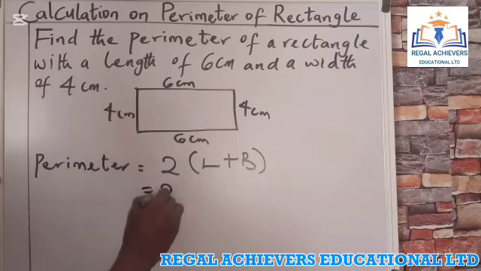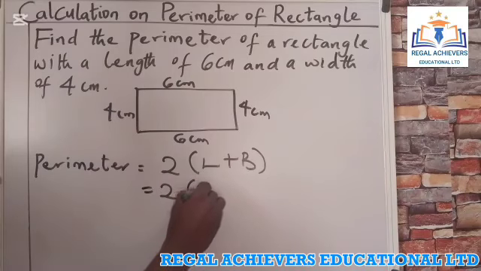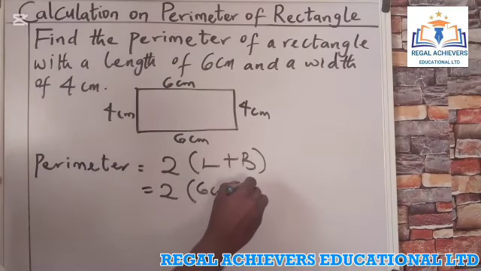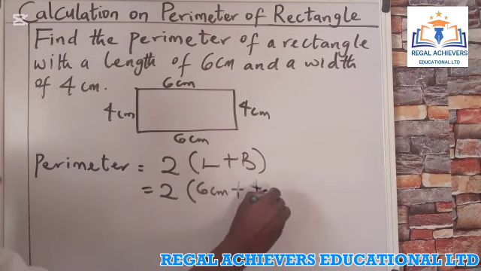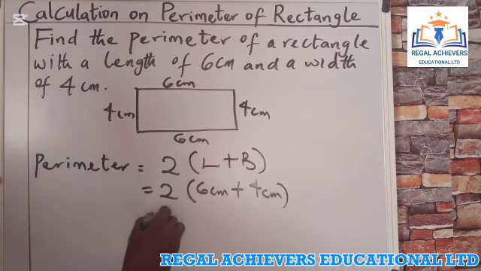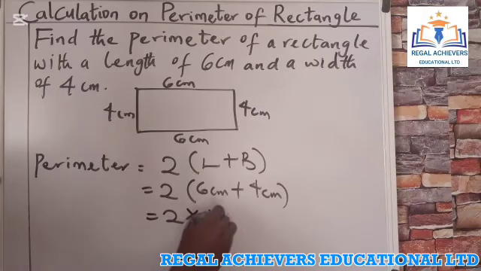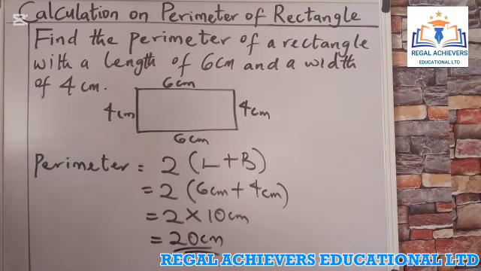In this case, the length is 6 centimeters and the breadth is what? 4 centimeters. So if you add everything together, 6 plus 4 is what? 10. That will be 10 centimeters. So 2 times 10 is what? 20 centimeters. That is the answer.